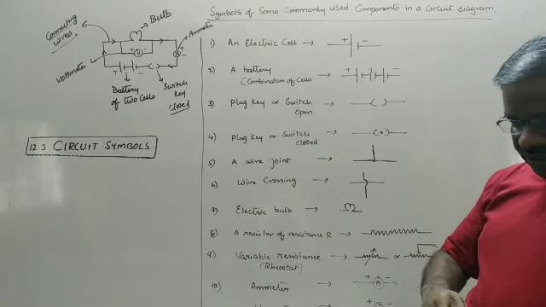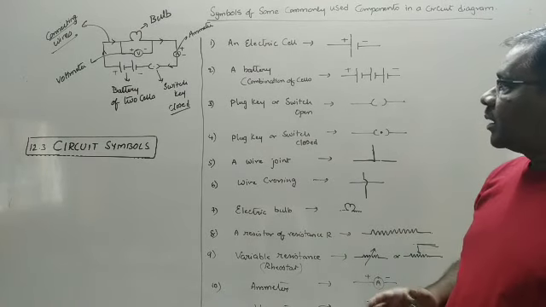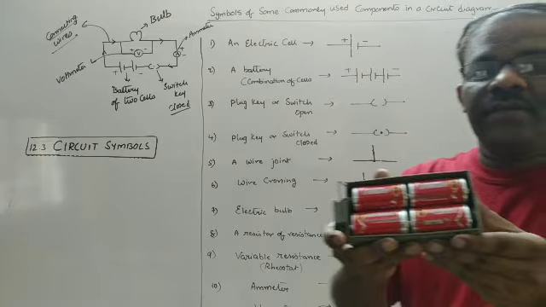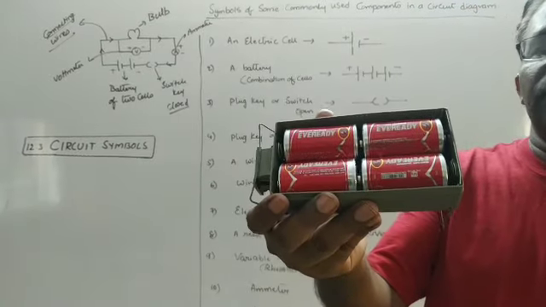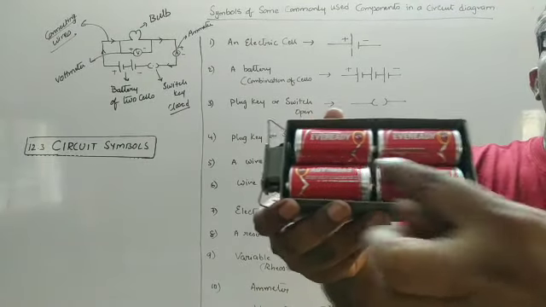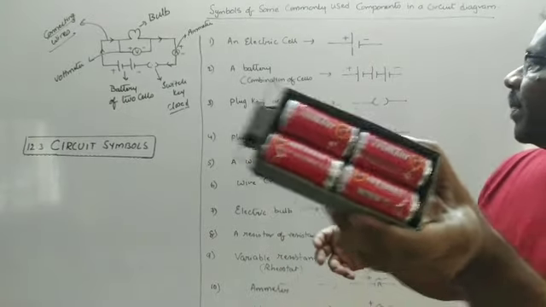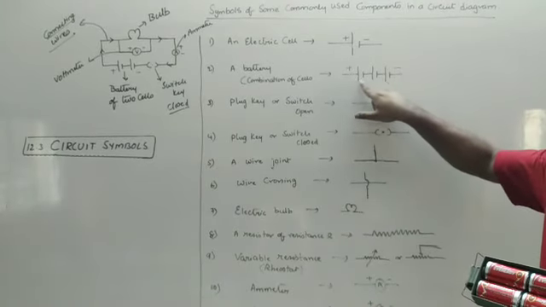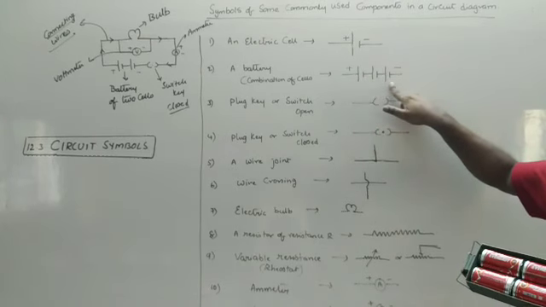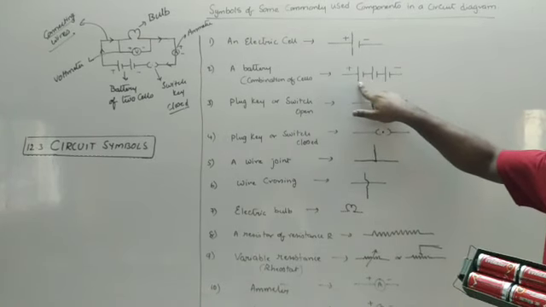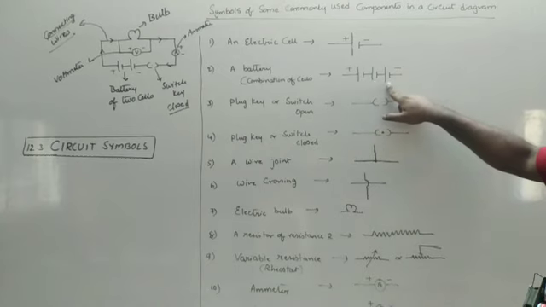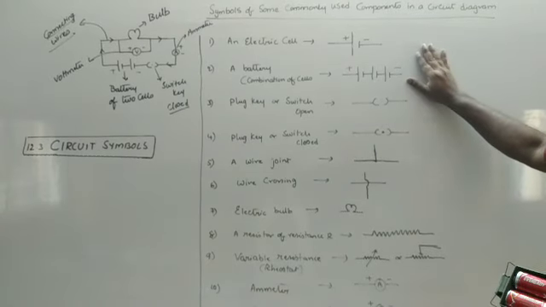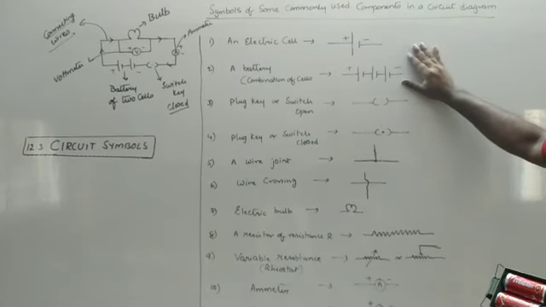The combination of cells is called a battery. Now see, this is a battery consisting of 3 volt, 1.5 volt cells connected in series. So this is a battery. A battery is a combination of cells. Here we have 1, 2, 3 cells put together. So 1.5 volts plus 1.5 volts plus 1.5 volts. Total it is 4.5 volt common battery.